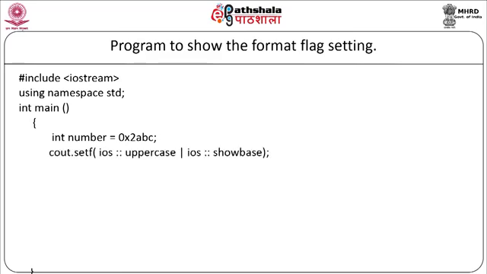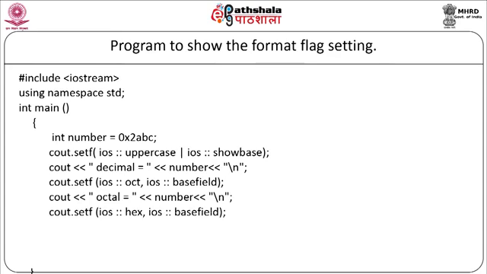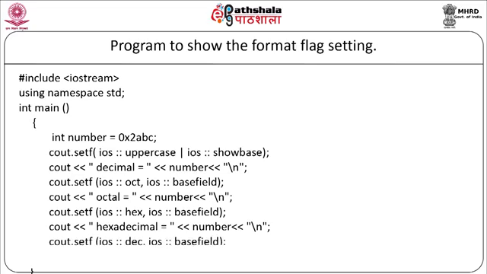cout.setf(ios::uppercase | ios::showbase); cout << "decimal equal to " << the value of the number; cout.setf(ios::oct, ios::basefield); cout << "octal equal to " << the value of the number; cout.setf(ios::hex, ios::basefield); cout << "hexadecimal equal to " << the value of the number; cout.setf(ios::dec, ios::basefield); cout << "decimal equal to " << the value of the number << "\n" and the program will end.